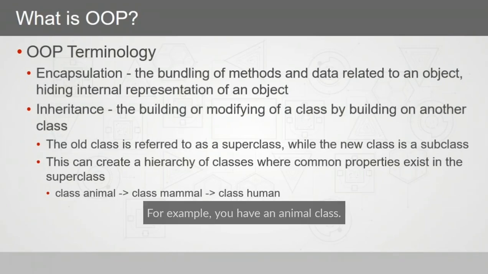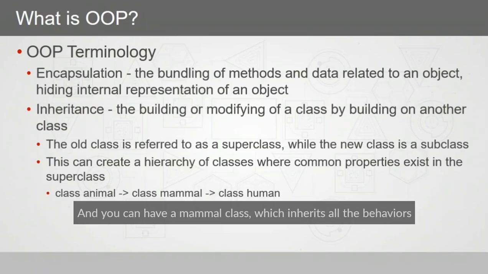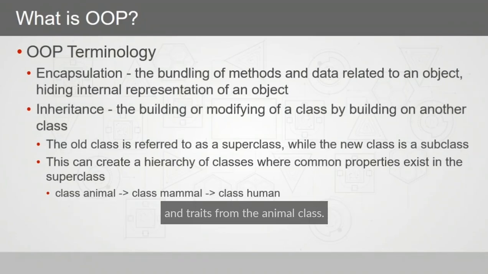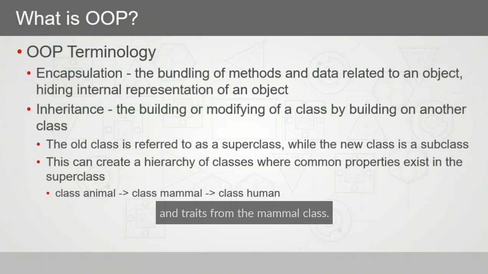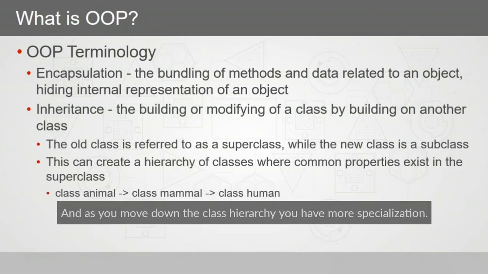For example, you have an animal class, and you can have a mammal class, which inherits all the behaviors and traits from the animal class, and then you have the human class, which inherits all the behaviors and traits from the mammal class. And as you move down the class hierarchy, you have more specialization.